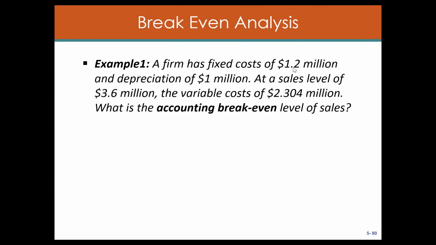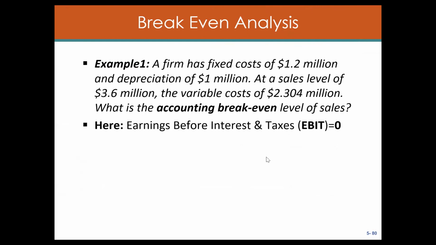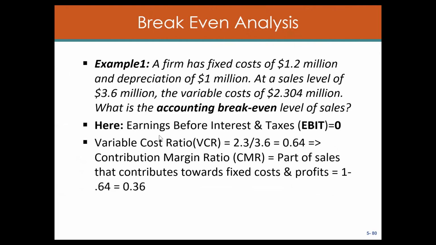A firm has fixed cost of 1.2 million and depreciation is 1 million. At a sales level of 3.6 million, the variable cost is 2.304 million. What is the accounting break-even level of sales? To find the break-even level of sales, the earnings before income taxes should be equal to 0. That means all your costs and profits are equal. There is no profit, no loss. Profit is 0.